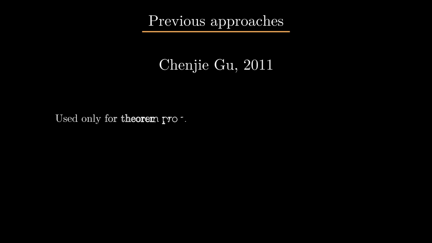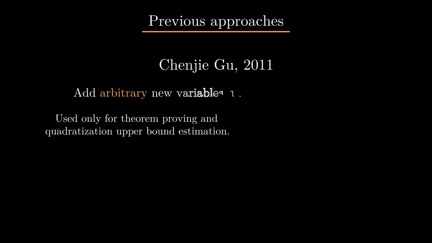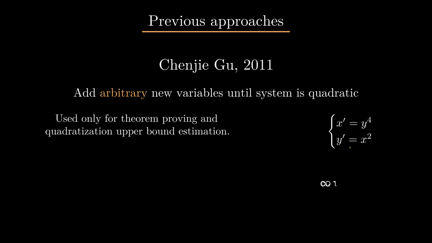Before discussing our quadratization algorithm, let's first review the earlier approaches to solve the quadratization problem. To the best of our knowledge, the quadratization algorithm was first proposed by Gu. The proposed algorithm is used mostly for theorem proving, and its optimality deeply relies on the random factor. The algorithm is formulated as follows. Introduce arbitrary new variables until a quadratization is found. For example, the order of quadratization could exceed even 10 for this simple example.